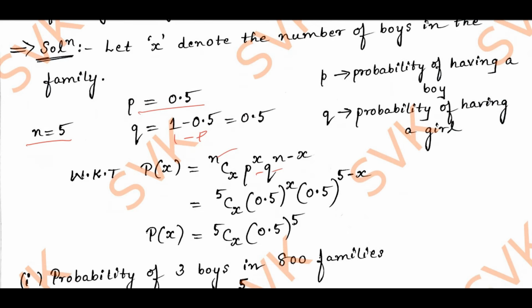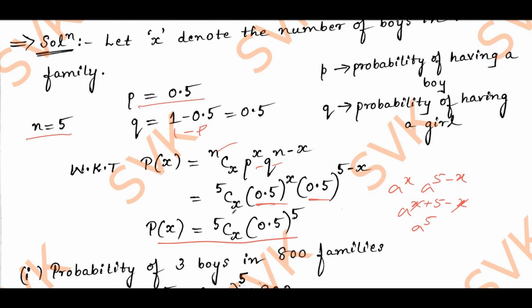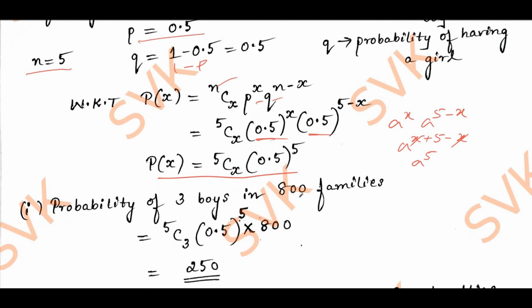Substituting that, since the bases are the same here, a power x into a power 5 minus x, we add the powers: a power x plus 5 minus x, the x gets cancelled, which equals a power 5. The value of a is 0.5 here. So 5Cx into 0.5 whole power 5 will be P of x here. But they are asking, out of 800 families, how many will have 5 boys or 5 girls and so on. So we need to multiply P of x by 800.